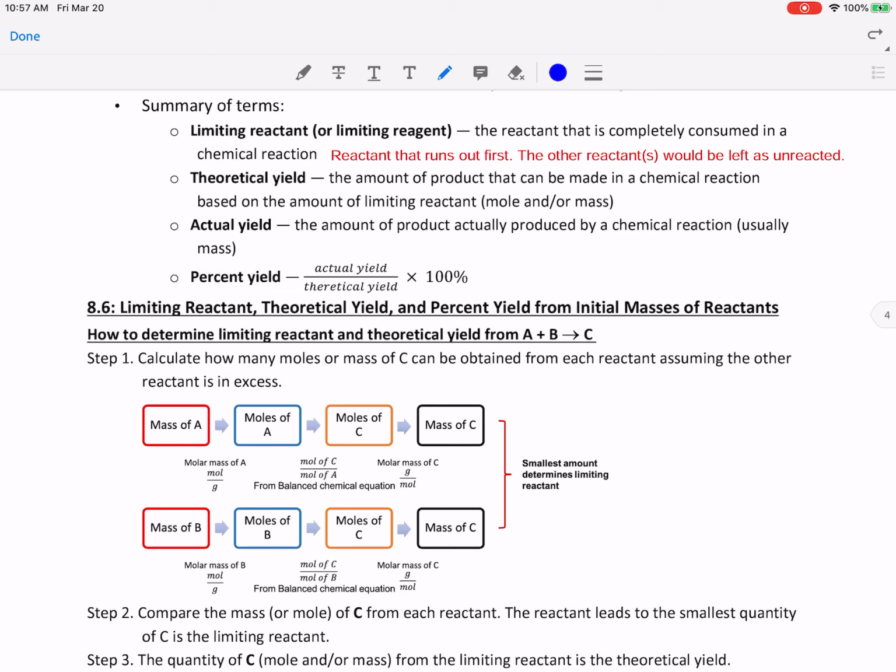And actual yield is the amount of product actually produced by a chemical reaction, usually in a lab or in a plant that produces certain chemicals. And actually that is usually given as a mass, because that mass is something that we can get easily in a lab. And percent yield is the actual yield divided by the theoretical yield times 100, because it's a percent.